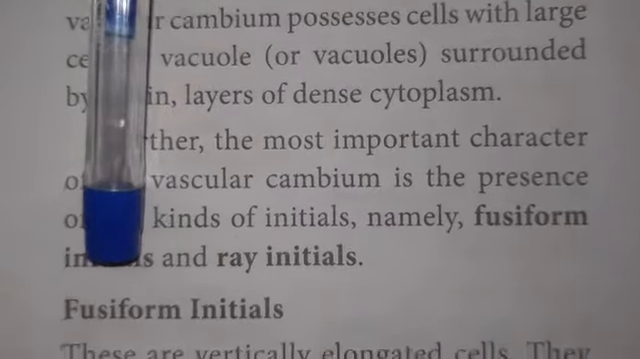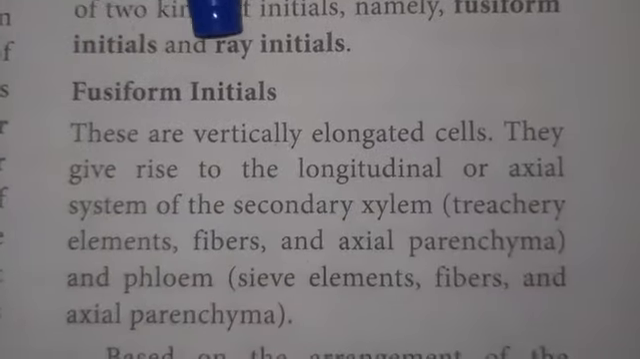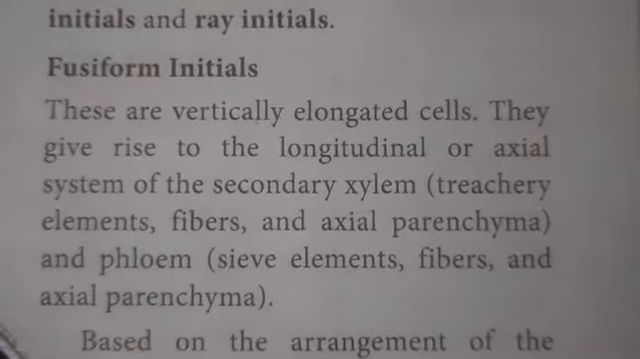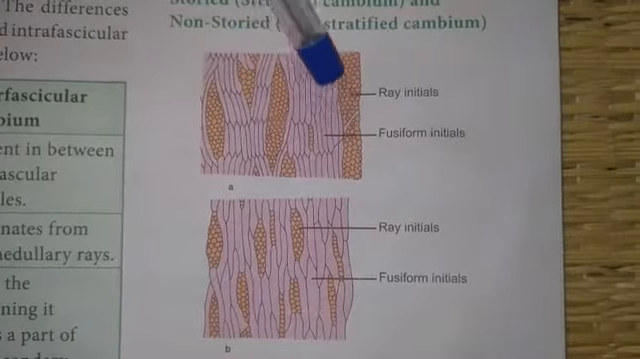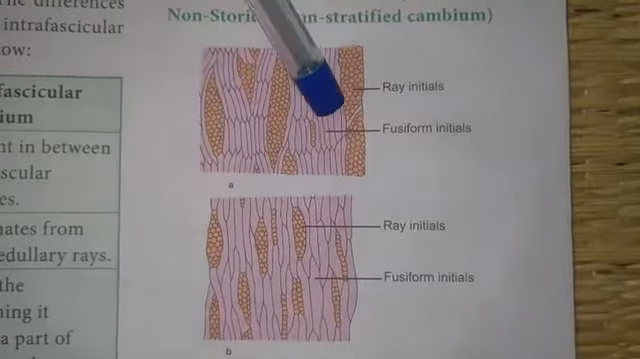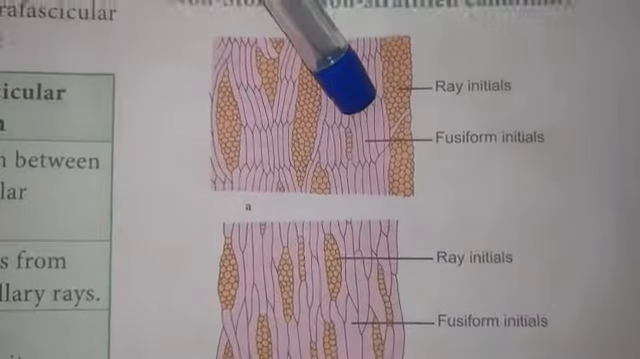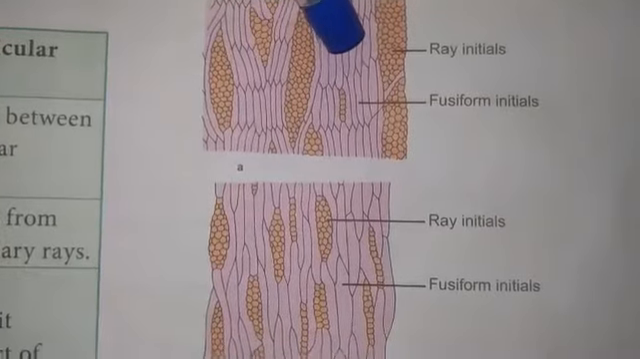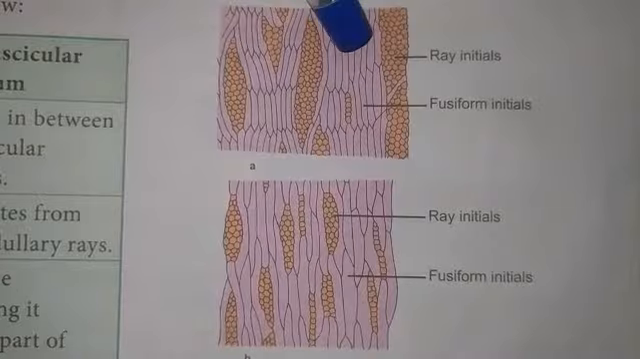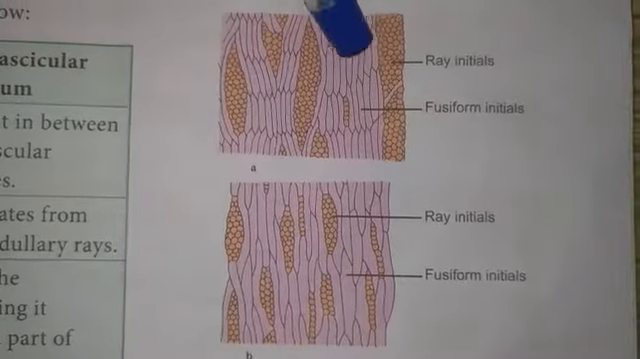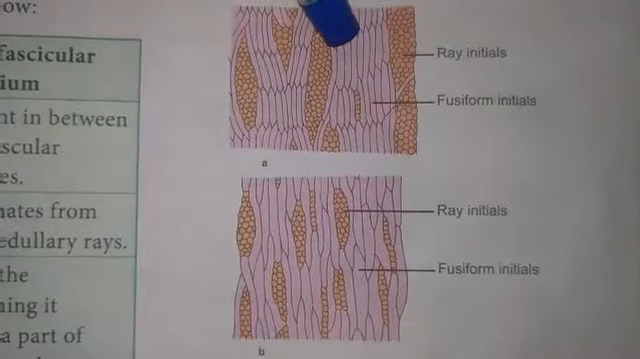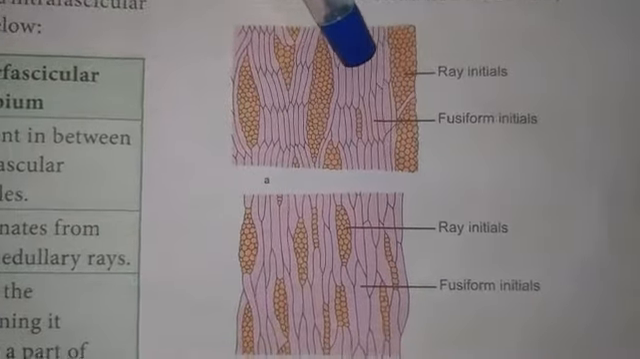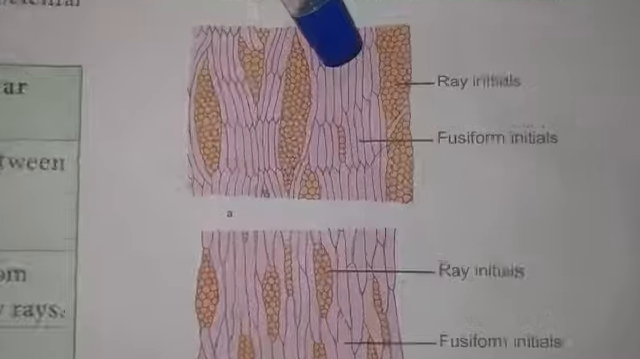First is the fusiform initial. The fusiform initials are vertically elongated cells. They give rise to the longitudinal or axial system of the secondary xylem. It gives rise to the axial or longitudinal elements of the secondary xylem and secondary phloem.